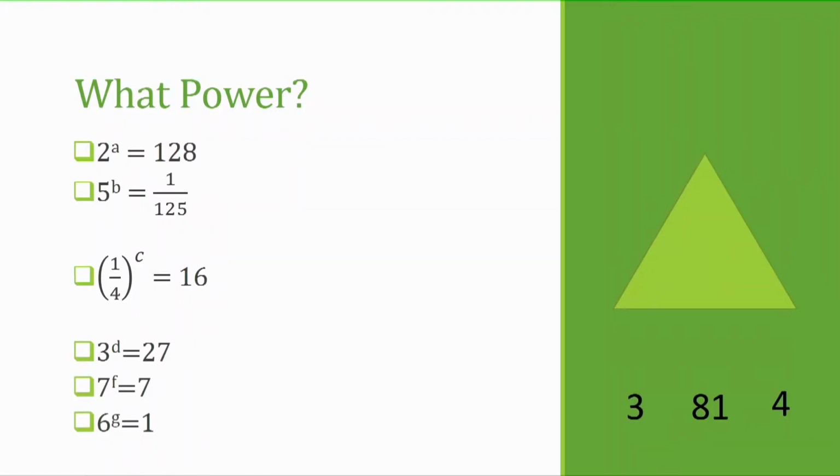As we look at these equations, we're looking at what power is giving us an answer. So for the first one, we're looking at what power of 2 would give us 128. If you're thinking about it, hopefully you're remembering that we're trying to multiply: how many times do we multiply 2 together to get 128? And that would be 7. So when we're looking at the next one, what power of 5 would get us to 1 over 125?